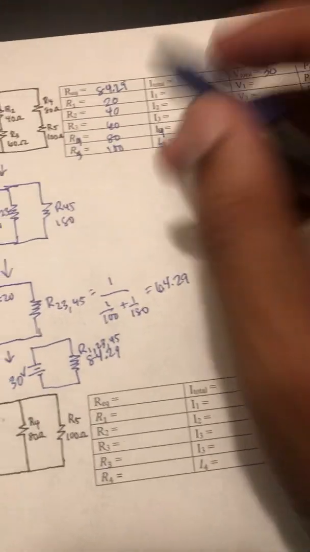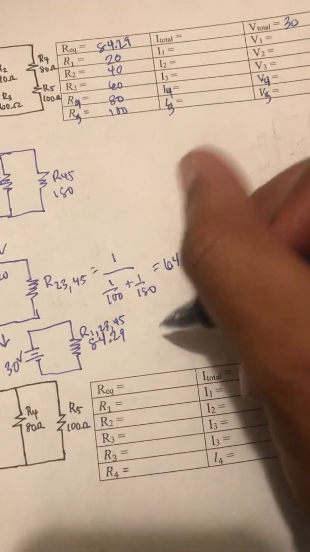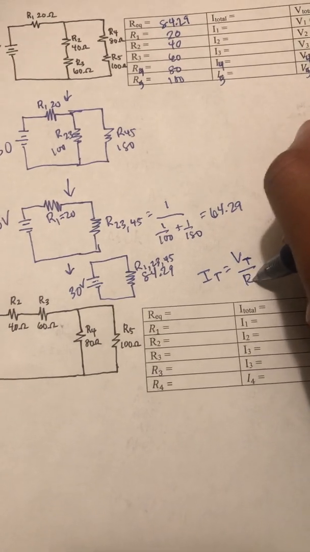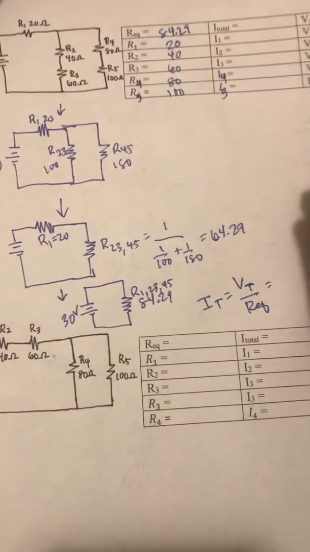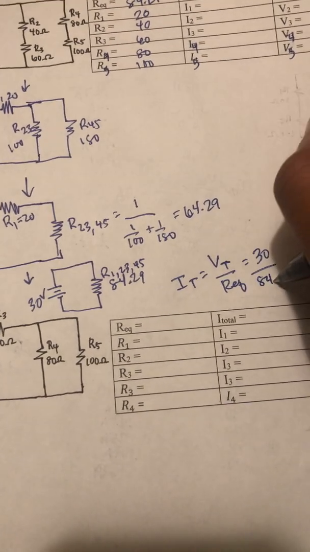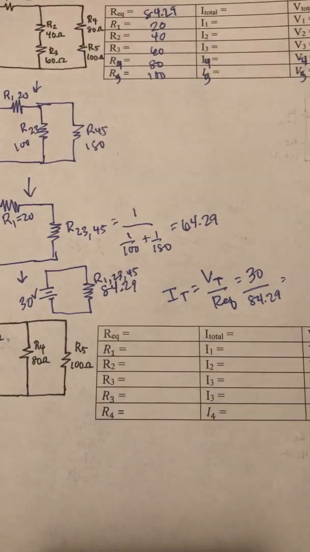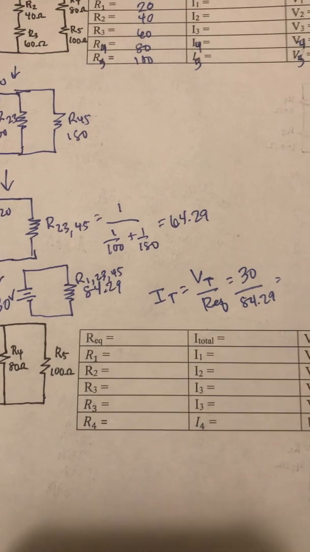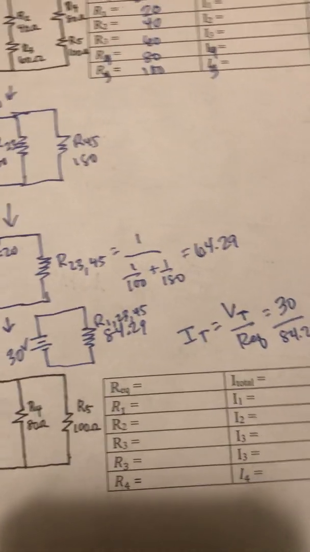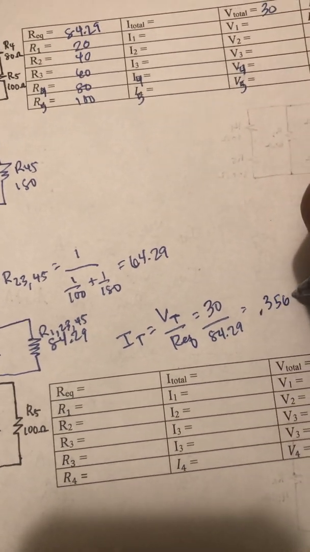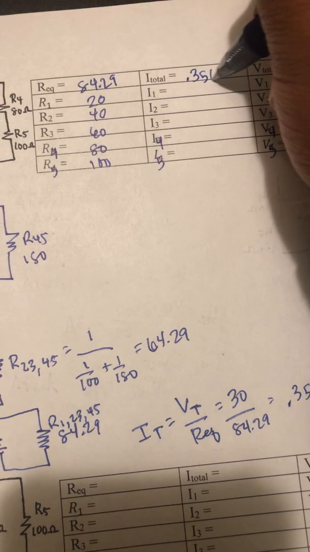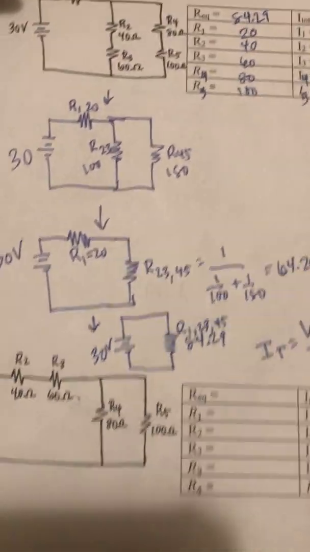I know my total voltage, know my total resistance. Let me find my total current. 30 divided by 84.29. 0.356 amps. Let me add that in. Time to work backwards now.